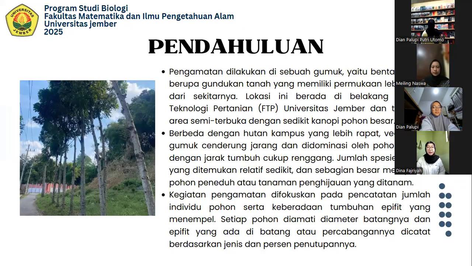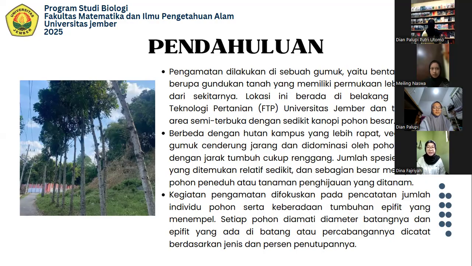Observations were conducted in a gumuk, a natural landform in the shape of a mound that has a higher elevation than the surrounding area. This location is situated behind the Faculty of Agricultural Technology at the University of Jember and is categorized as a semi-open area with limited canopy cover from large trees. Unlike the denser vegetation found in the campus forest, the vegetation in the gumuk tends to be sparse and is dominated by trees that grow with relatively wide spacing.